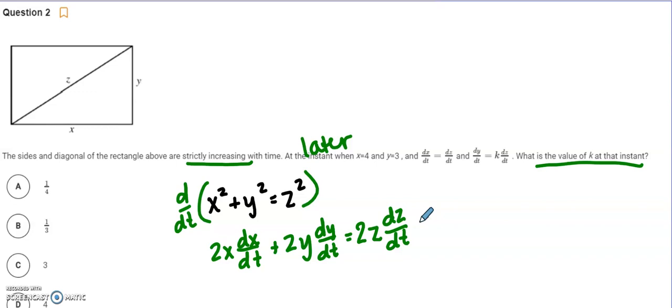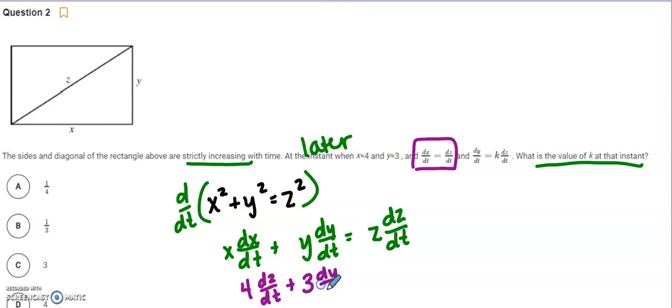Okay, so getting better. We have 2's and everything, so those can actually just drop out, right? 2, 2, 2. We know that x is 4, and we know that dx/dt is equal to dz/dt. So I'm actually going to replace that with a dz/dt, because my thing I'm solving for has something to do with dz/dt. So this will be plus, my y was 3, dy/dt equals, well, now that it's later, if this is 3 and this is 4, we know that z is 5.